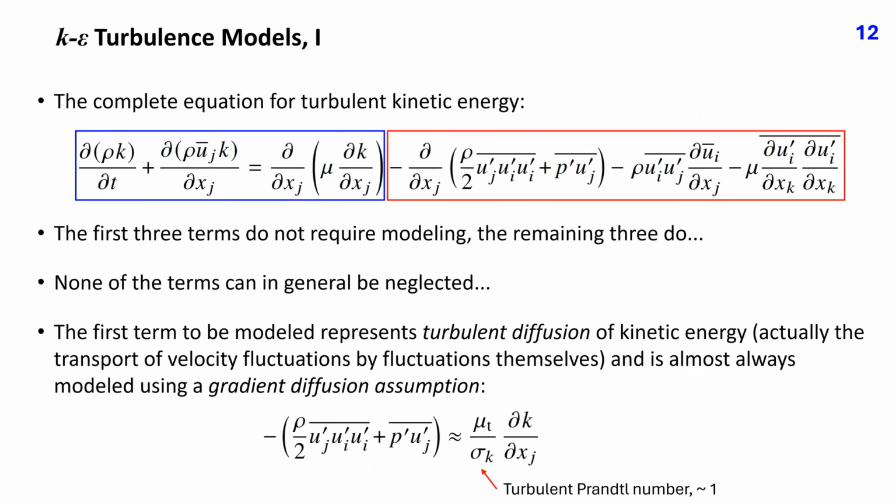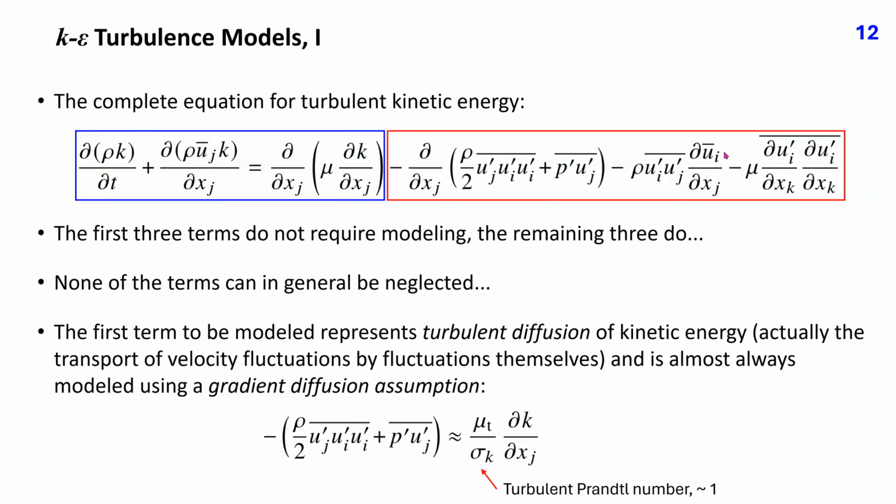The complete equation for turbulent kinetic energy is given by this expression. It is obtained by multiplying the instantaneous momentum equations by corresponding velocity fluctuations, summing the equations and taking the average of the resulting equation. The first three terms framed in blue do not require modeling. They can be computed in their exact form. The remaining three terms framed in red contain average products of 2 or 3 fluctuations of variables and thus require approximations involving only the mean variables and empirical parameters. None of the terms can in general be neglected.